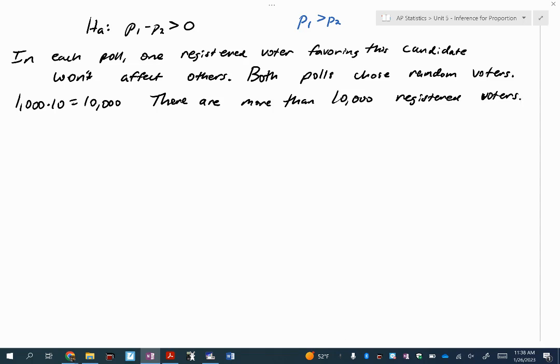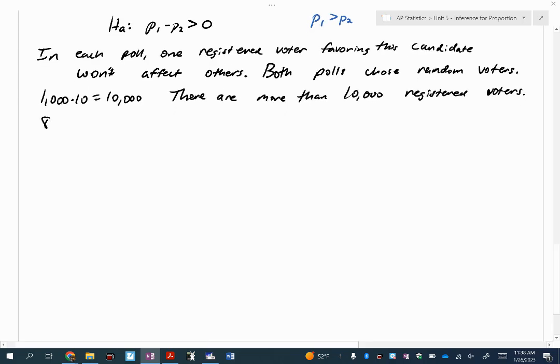All right. What's the next assumption we're going to make? Sample size assumption. We're going to say both are big enough. 800 and 1,000 voters are large enough samples.